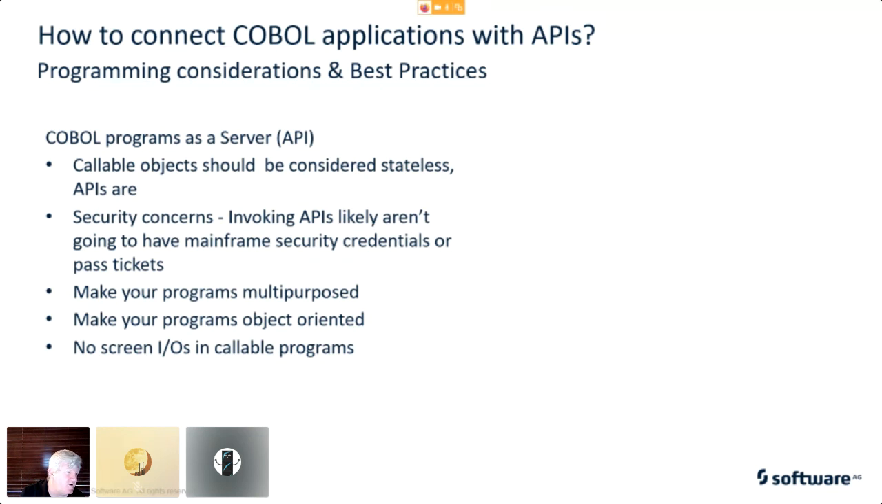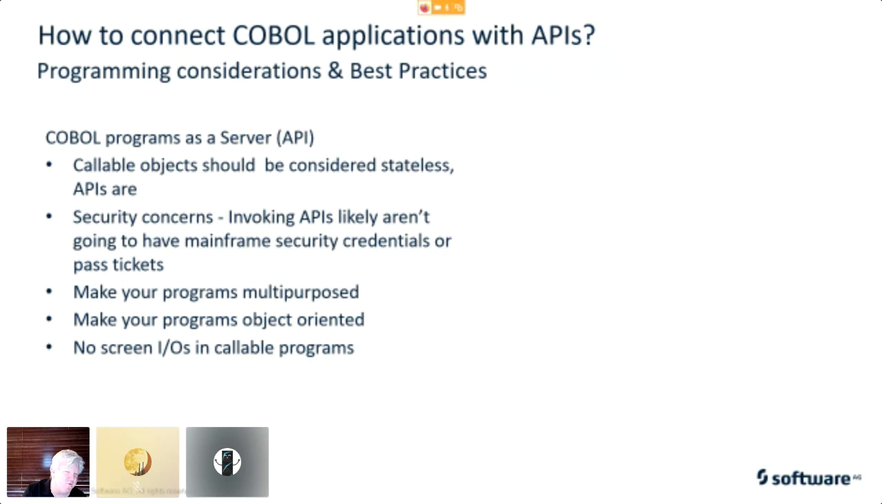We want to make sure that your programs are multi-purpose. There's going to be a multitude of APIs. They might have a different audience. There might be a public API and a private API that make the same call. They may return different data. An internal person can see everything about a customer. The external customer can only see their relevant information that they may be able to change.